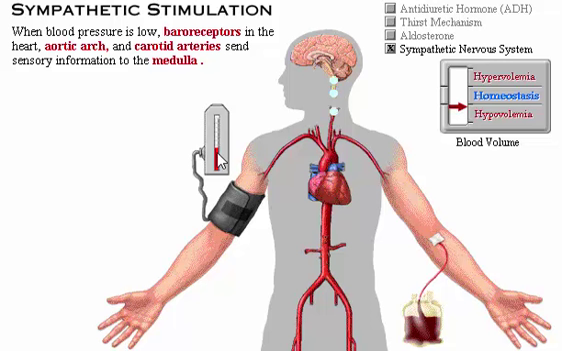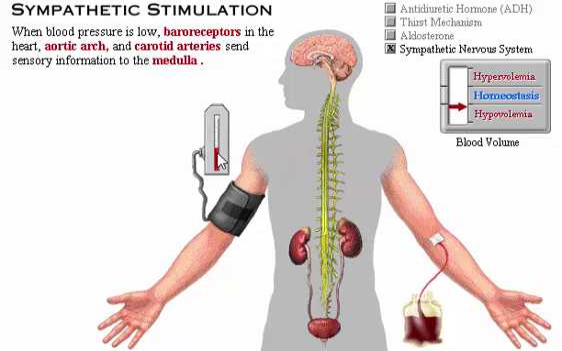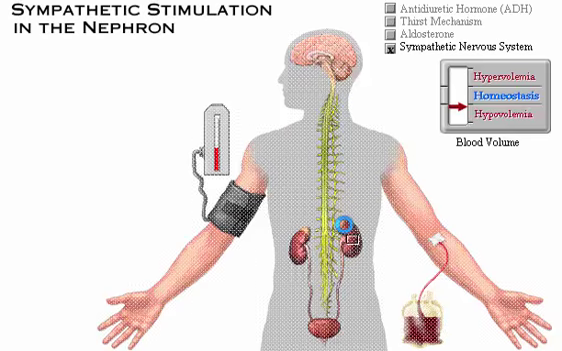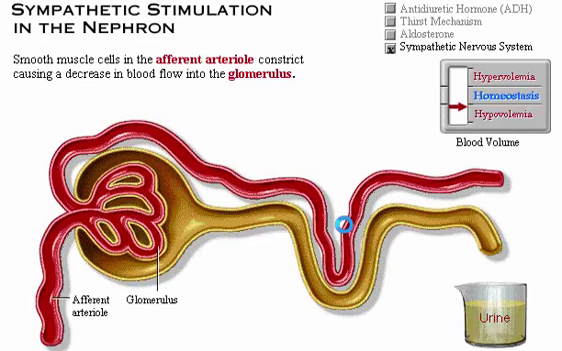Click the kidney to show what happens next. Release of neurotransmitters from the sympathetic nerves in the kidney stimulates smooth muscle cells in the afferent arteriole to constrict. This process causes a decrease in blood flow into the glomerulus and a drop in glomerular filtration rate and results in less urine formation. Less water leaves the body.